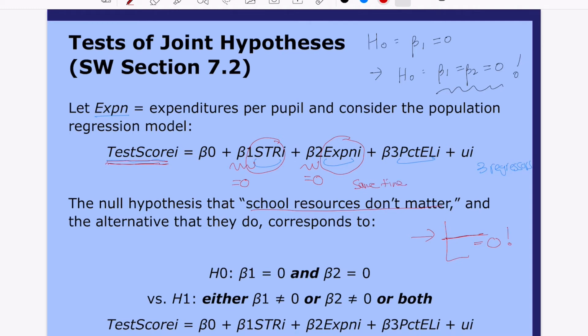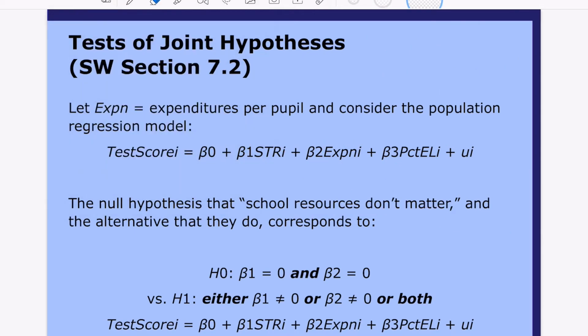time, right? So what do we want to test under that? With school resources don't matter, right? Under beta 1, beta 2 equal to 0, our new test score regression will be beta 0 plus beta 3 times PCT EL plus u_i, right? So we're comparing two models. Is it only depending on the percentage of English learners, or do school resources matter, right?